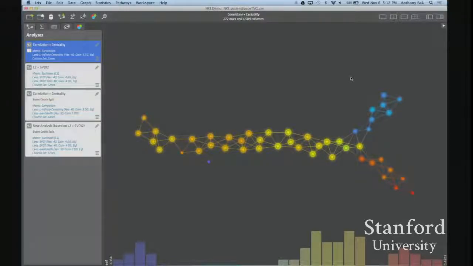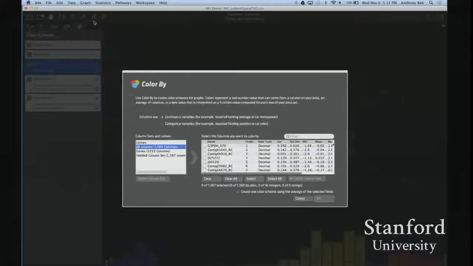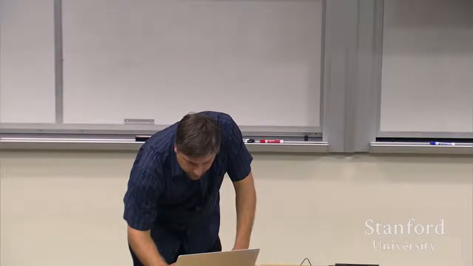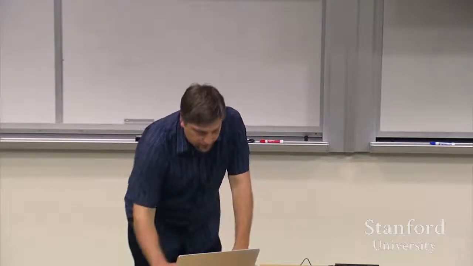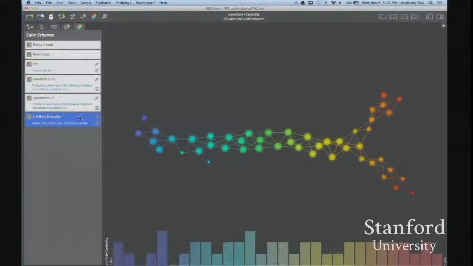And the way you should read this data set is that these are points with low centrality.